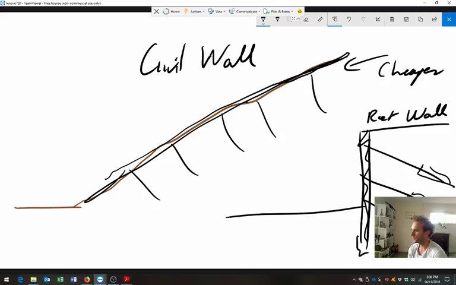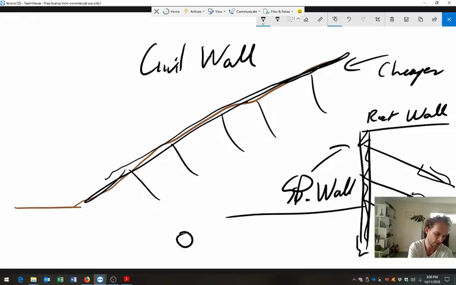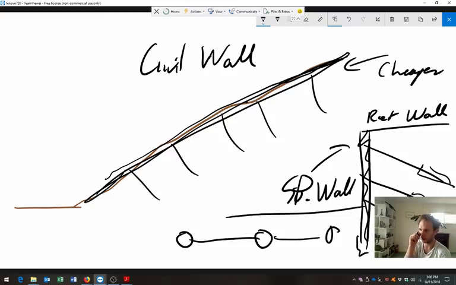This is following on to the next question, which is good. What's the difference between a civil wall and a soldier pile wall? Well, this one could be a soldier pile wall. We know what a soldier pile is, looking from above, we've got piles, panels, whatever. A civil wall is just a sloped excavation in this instance.